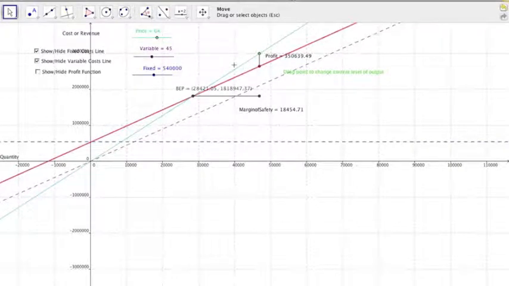So the margin of safety, right here. This is the area of the break-even graph between the target profit and the break-even point. It is the difference between the output of an expected or target level of demand and the break-even quantity. Just to clarify, the margin of safety is not a monetary value but a quantity. At this point in time, the margin of safety on the graph would be this area.